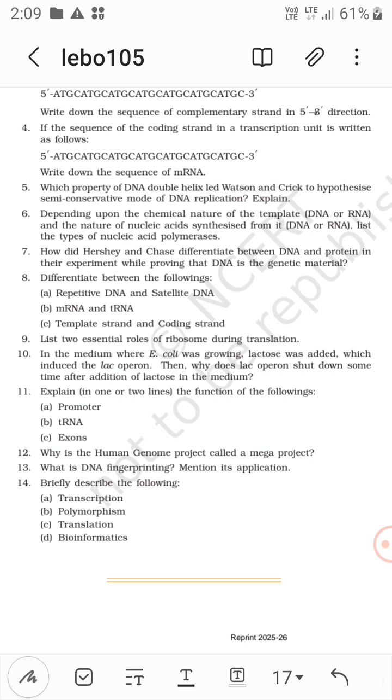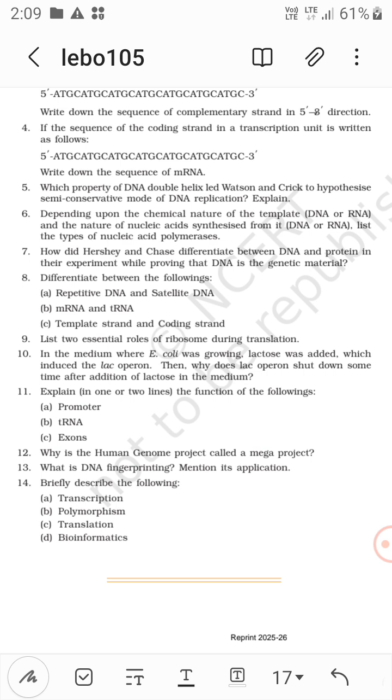Explain in one or two lines the function of the following: promoter, tRNA, exon. The promoter is where the RNA polymerase binds. Then tRNA is transfer RNA. It takes the amino acid towards the mRNA. Then exons are coding sequences in the hnRNA, heterogeneous nuclear RNA, in eukaryotes.